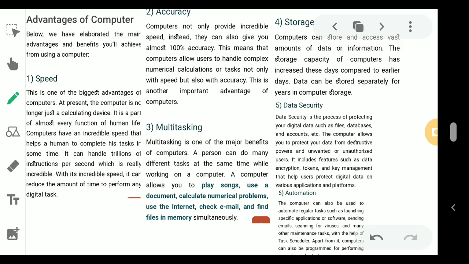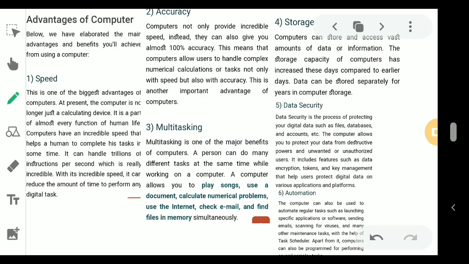Now we are coming to the topic of why we are actually using this computer. In day-to-day life, computer is associated with us, so it must have some advantages, otherwise why would we use it? What are the advantages of using a computer? Today we will learn. The first advantage is speed. This is one of the biggest advantages of the computer.